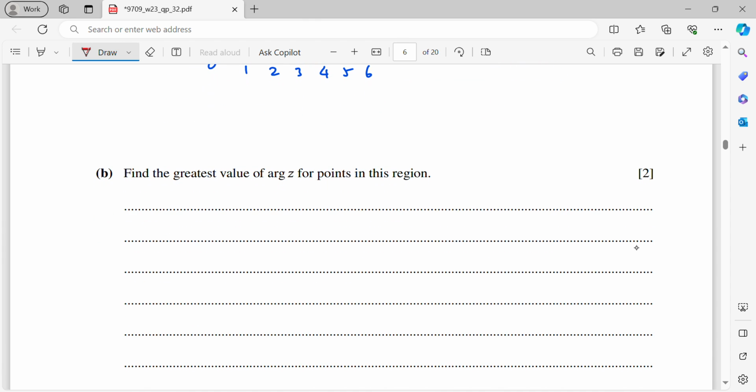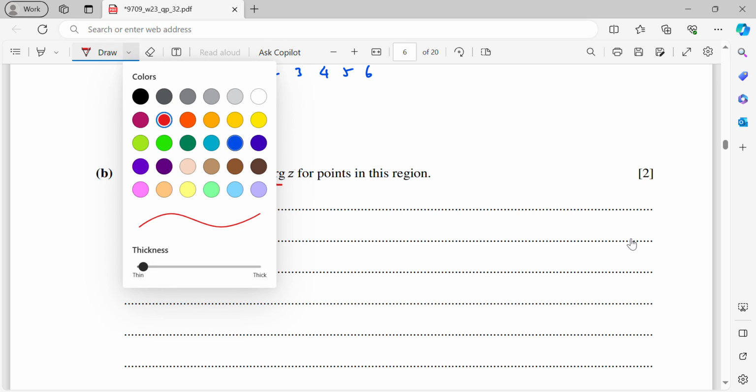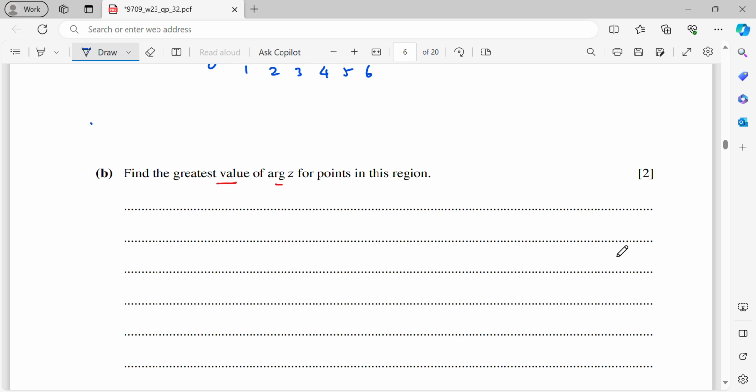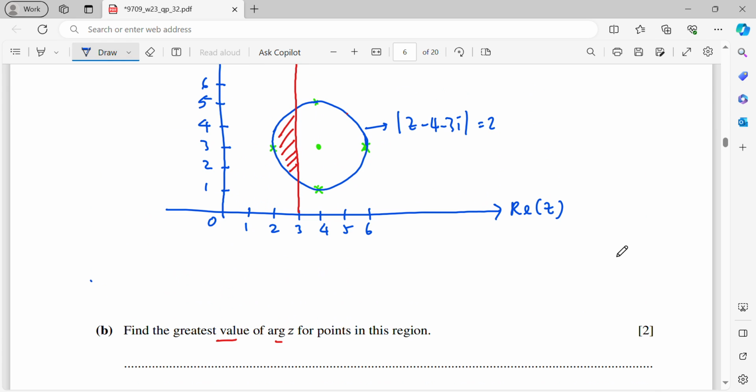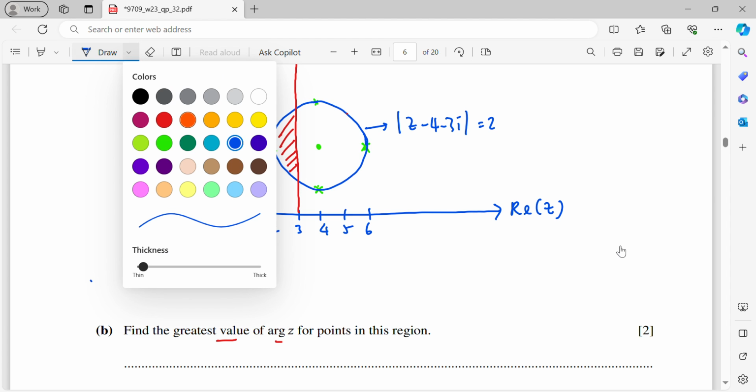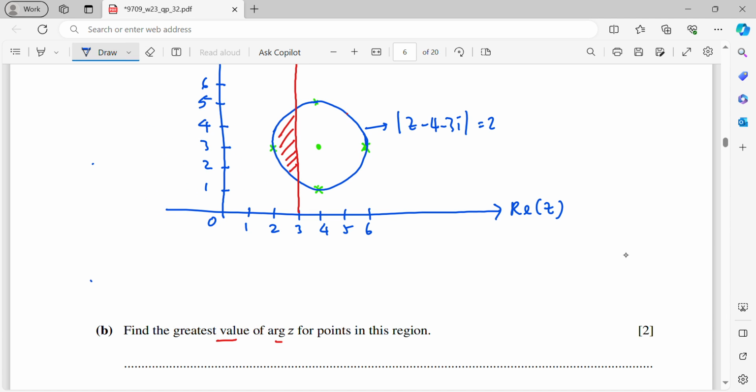Now part B, find the greatest value of argument z for points in this region. The argument is the angle counted from the positive real axis. So I have to use this line. You have to use a ruler and draw a line from the origin that touches the circle. Here will be 90 degrees, and now you need to find what this angle is.